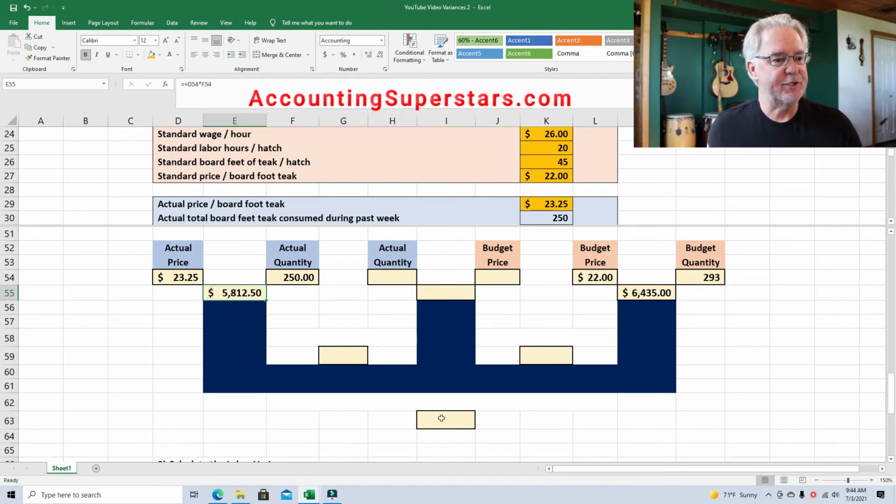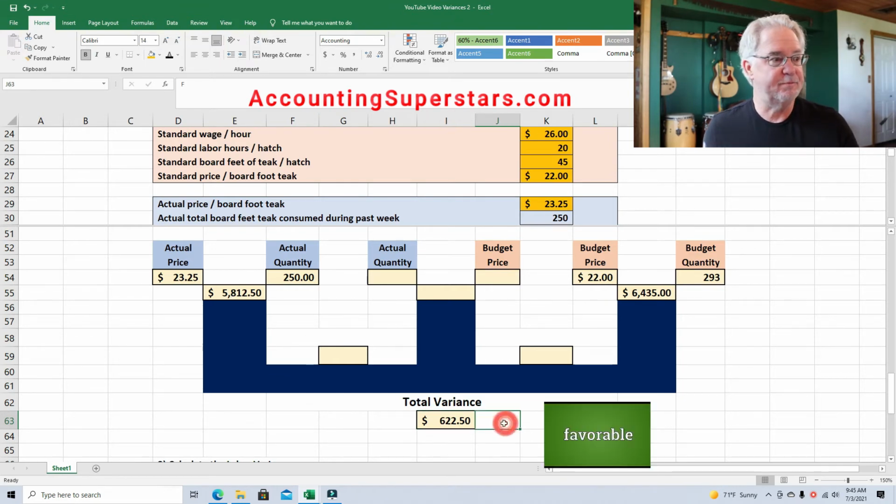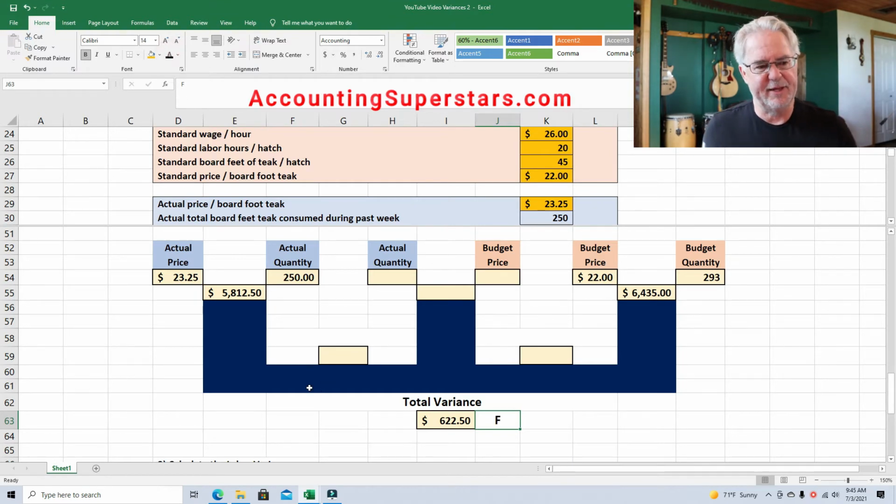So what we can do is say, okay, the total variance, the grand total variance, the difference between what they planned on spending and what they actually spent, is $622.50. So lastly, and this is very important, you don't want to forget this part: is this a good variance or a bad variance? We call it favorable or unfavorable. Usually if you come out under budget, that's looked upon as pretty favorable. It's not always the case, but for now, let's put down favorable, that we're under budget.